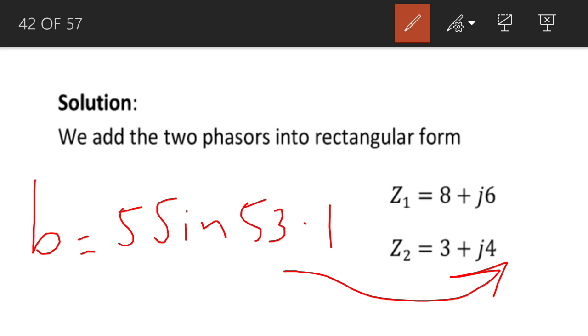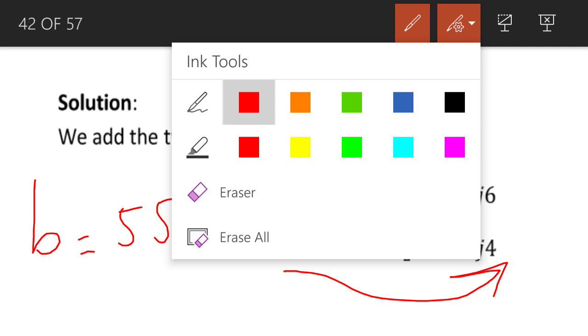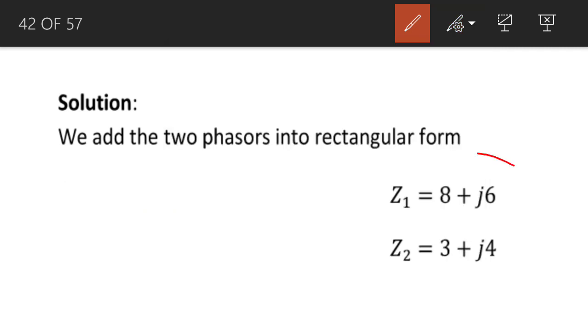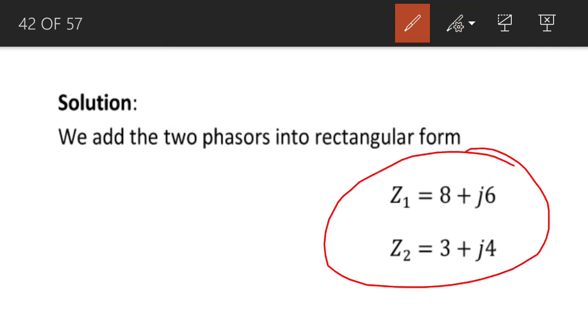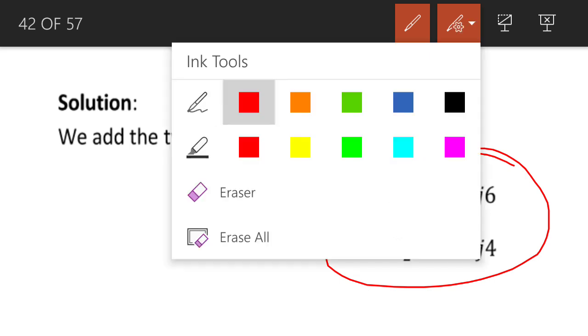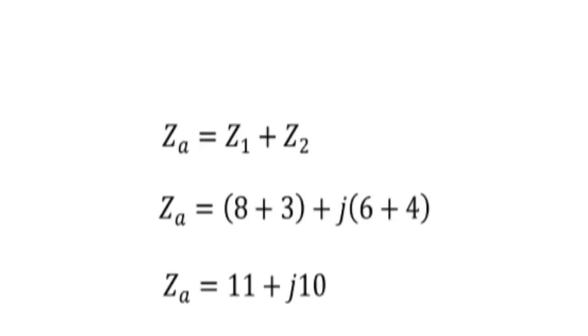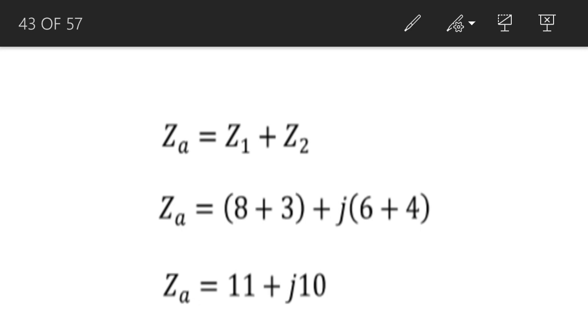So you can calculate the real and the imaginary component of Z2 with the help of these equations, and you can directly convert the polar forms of Z1 and Z2 to rectangular forms with the help of your scientific calculators. So you need to know how to convert the rectangular form into polar form and the polar form into rectangular form with the help of your calculators. As these two phasors are in rectangular form, we can add these two phasors. And we know that the addition of two phasors results in a new phasor.